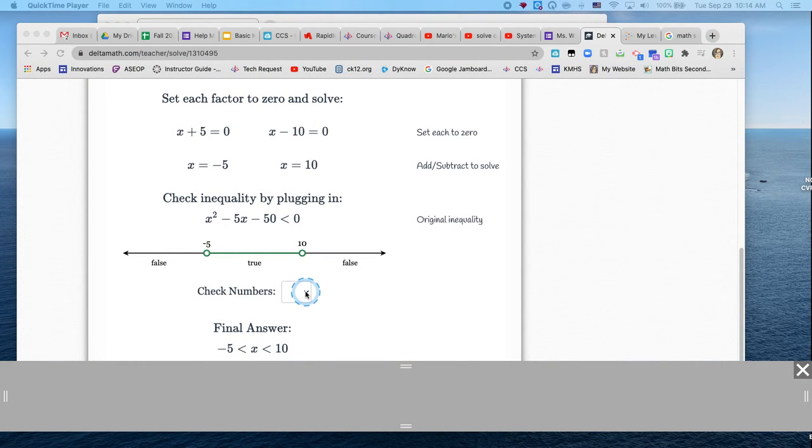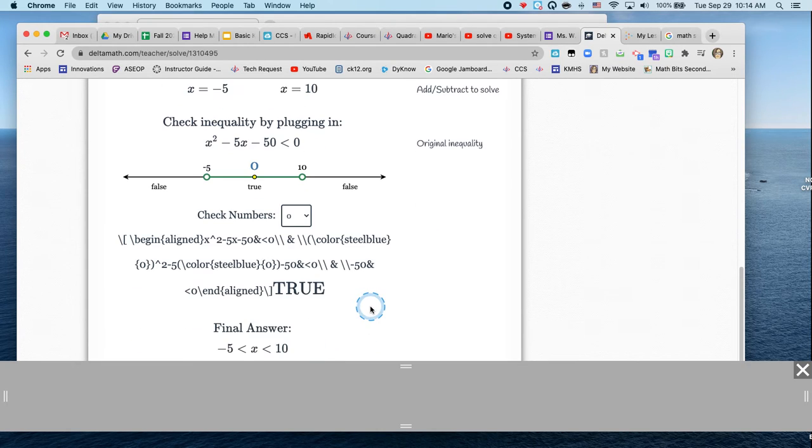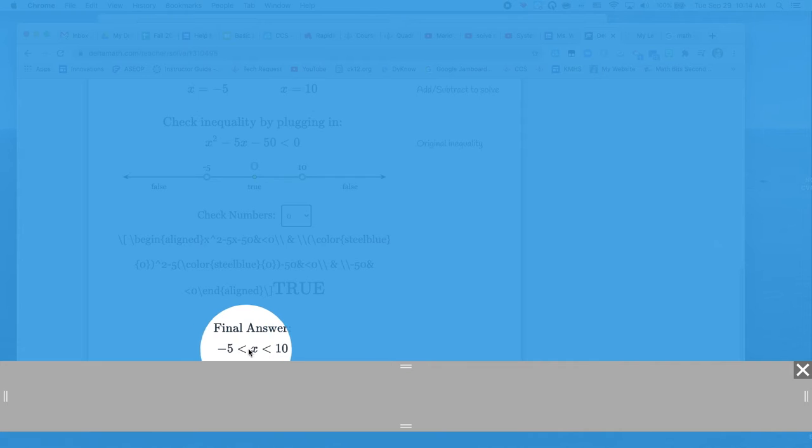And how do you know that the numbers between negative 5 and 10 will work? Well, you can actually check it here with Desmos. What's a number less than negative 5? Negative 13. Well, that's outside. That doesn't work. What's in between negative 5 and 10? 0. So we can see that that is true. So your final answer, negative 5 less than x is less than 10.